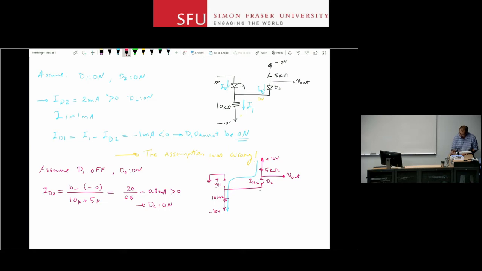To calculate VD1, I notice that VD1 is 0 minus V out, right? 0 at the top here, V out at the bottom here. Okay, so VD1 is minus V out. So if I calculate V out, I know VD1.